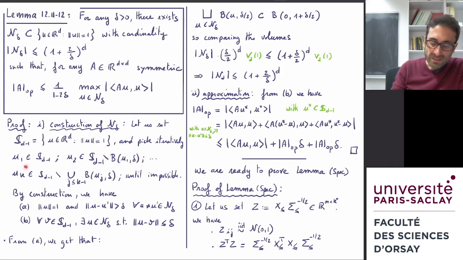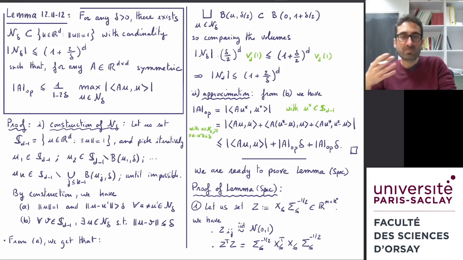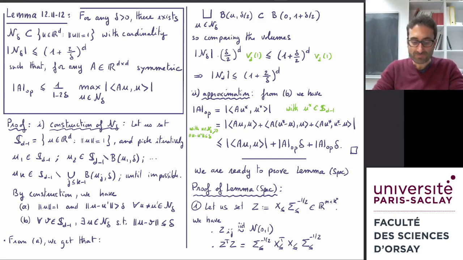etc. And then I will pick another point that will be in the sphere, but that will be delta away from all the points that I have already selected. And I will repeat this process until it is not possible to find any points anymore. And this will happen just because your sphere is compact, so you know that you can cover it with balls of radius delta, so you know that at some point you will not be able to find any other point. So you have a set which is finite, and by construction it has the following properties.